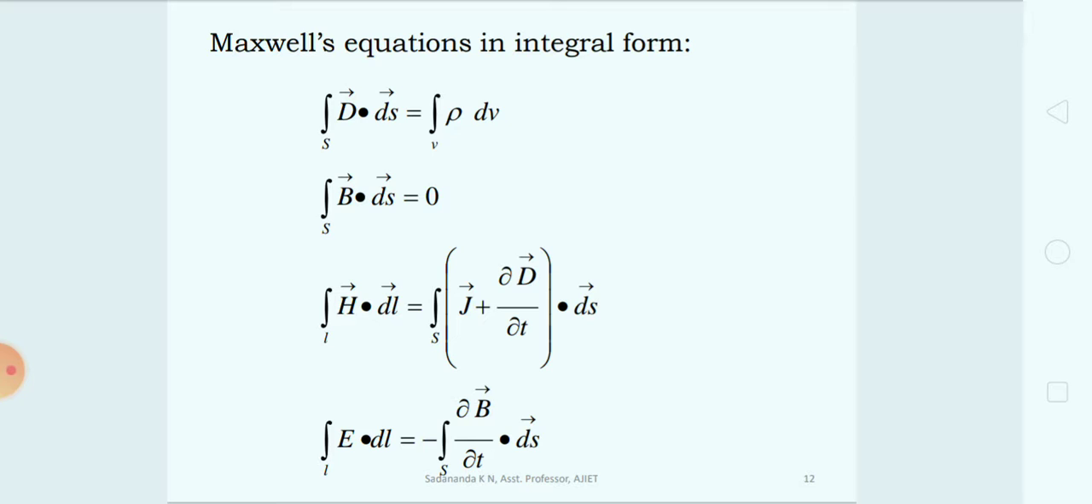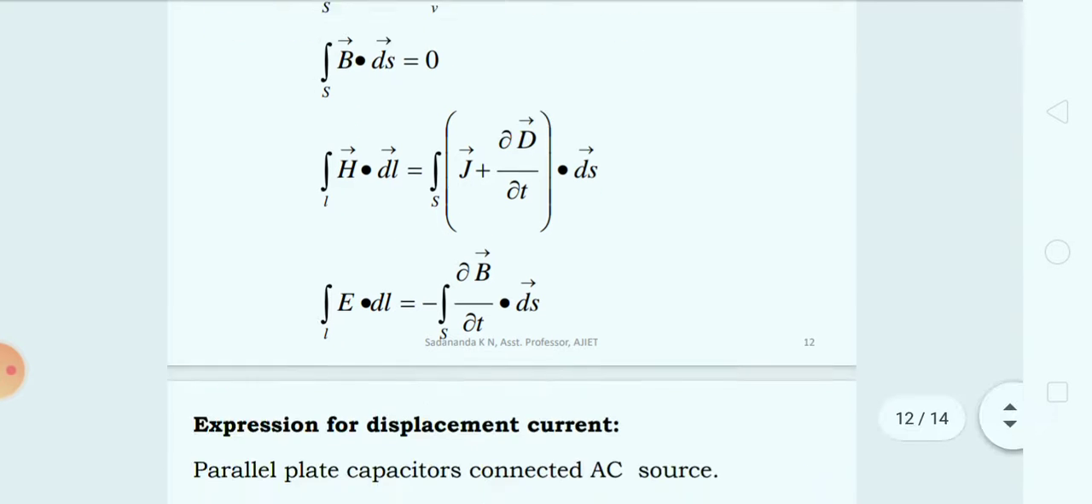And the fourth equation, curl of a vector E, can be written as the line integral of vector E dot dl, that is equal to minus the surface integral of dou by dou t of vector B dot ds. These are the integral forms of Maxwell's equations. Please remember these time varying and static conditions of Maxwell's equations, they are very, very important.